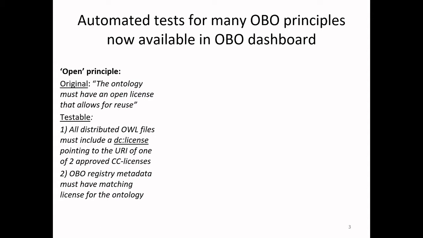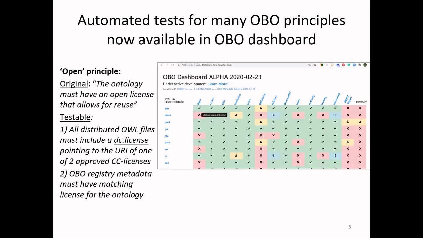So that is a test that you can run automatically, and that is now implemented in something we call the OBO Dashboard. There's an alpha version out right now that is under very active development, and the idea is that each of the 150 plus ontologies that are currently active in OBO are being tested for each of the principles, open being one example here. And then you can see here, you get a checkbox if it passes, a cross if it doesn't. And when you mouse over it, it tells you what the problem is. And then you can click through and get guidance on specifically what you should do to fix a problem.